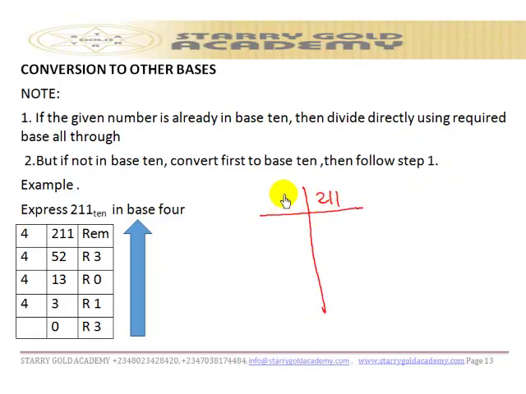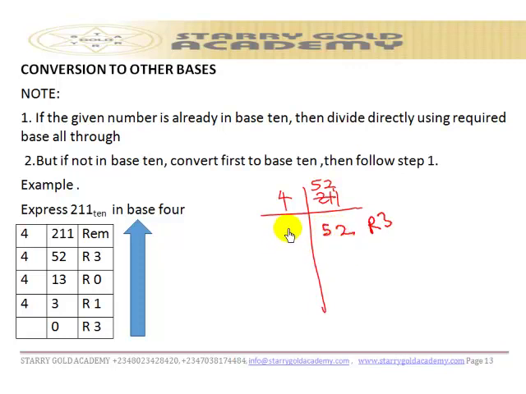We want to convert 211 to base 4, so we're using 4 throughout. 4 in 21 is 5, remainder 1. 4 in 11 is 2, remainder 3. So 4 in 211 is 52, remainder 3.